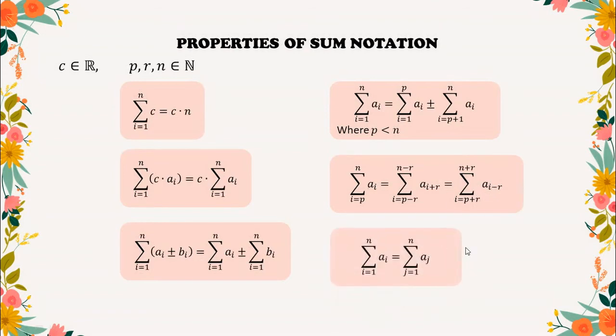How about this one? Like I said before, i is the starting point, but it's just a symbol. You can change the variable to whatever you want. So in here, if i equals 1 until n of a_i, it is still the same as j equals 1 until n of a_j. Or they can use another variable, as long as the starting point is 1 and the end point is n, it is still the same. So without further ado, let's jump to the example.